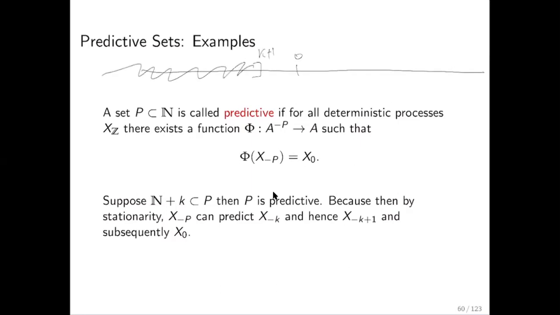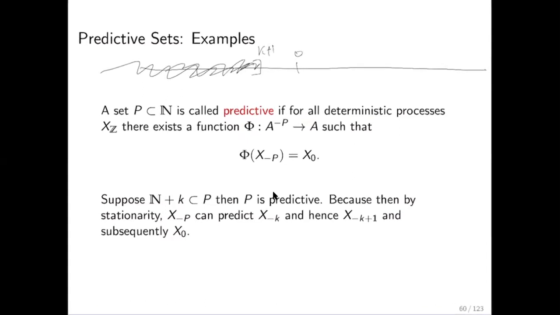And now I know that natural numbers are predictive. So given the natural numbers, I can predict the present. Given the sequence along the natural numbers, I can predict the present. But this also means that if I look at the process after k plus 1, then using this, I can predict what happens at k.